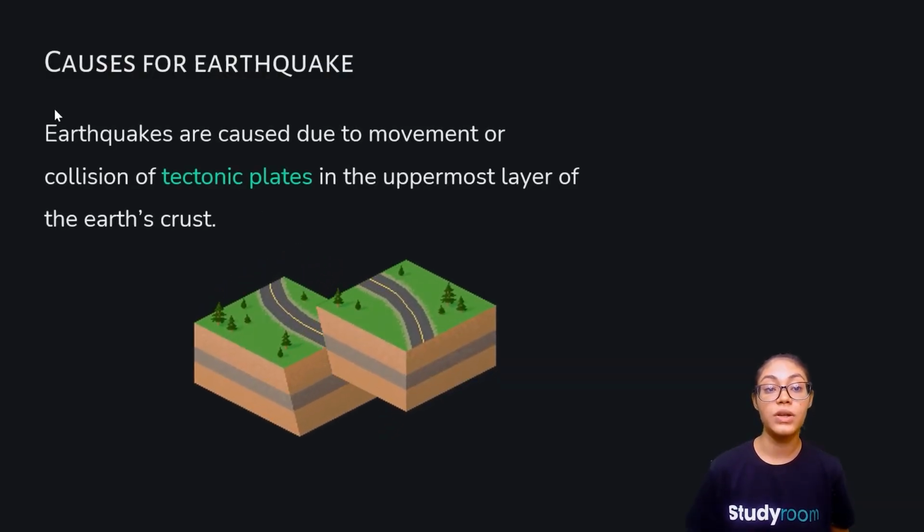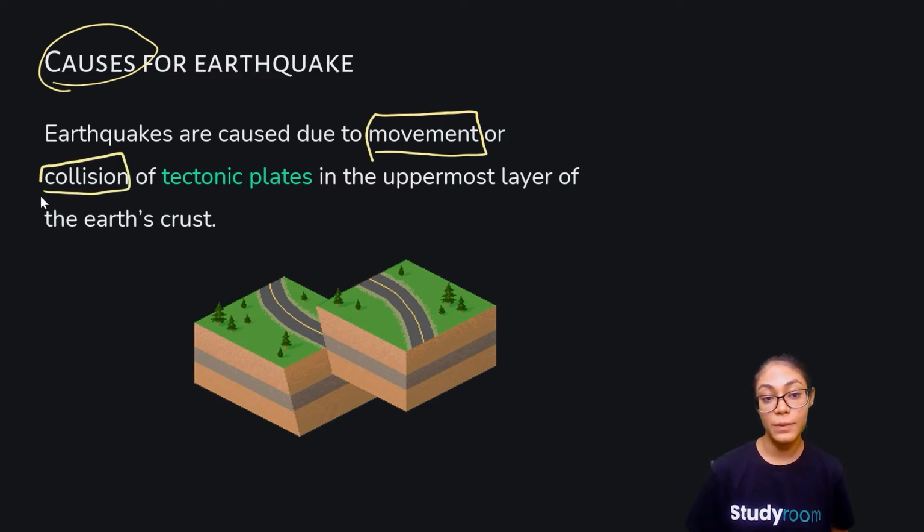Now, what are the causes of earthquakes? Earthquakes are caused due to the movement or the collision of tectonic plates. Tectonic plates are situated in the uppermost layer of the earth's crust. It looks somewhat like this. So, earthquakes are caused by the movement or collision of these tectonic plates, correct?